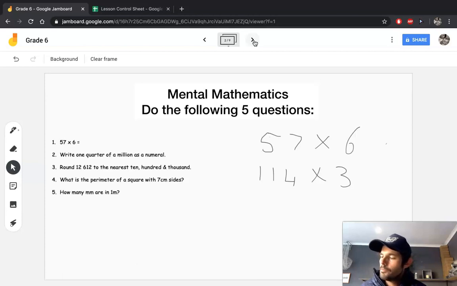Okay, so those are just two methods that you can use to work things out mentally. And I encourage you to explore as many of those methods as possible to see which one suits you.